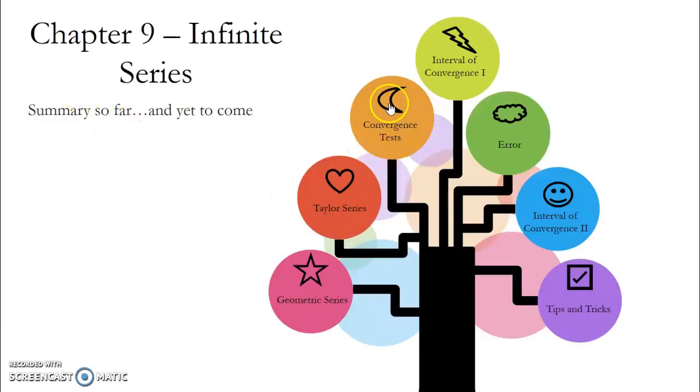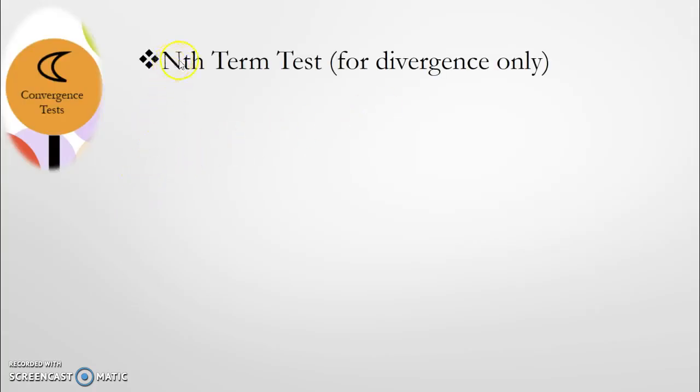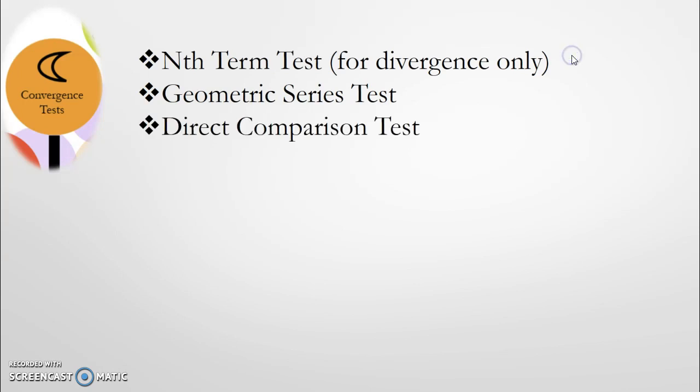Then we talked a little bit about convergence tests this chapter. We'll do more with that in the future. We have the nth term test, which is for divergence only. If your nth term is not going to 0, then you can conclude that your series is diverging. If your nth term is going to 0, you can't conclude anything. We have geometric series test. Remember that the absolute value of the multiplier has to be less than 1.